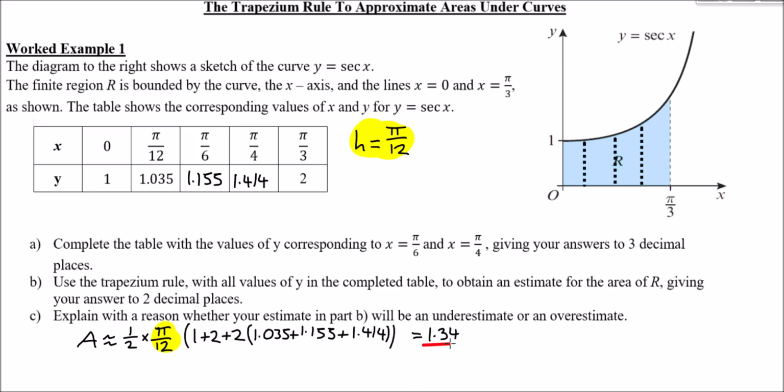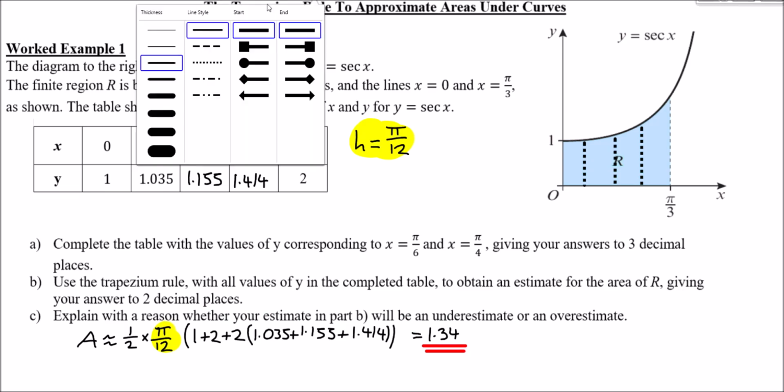Now part C is asking us, with a reason, if this estimate we just worked out, 1.34, is going to be an underestimate or an overestimate. So as we mentioned earlier, if a curve is convex, which this one is, because it's sort of bent inwards, the trapezium rule will always give an overestimate of the area under the curve.